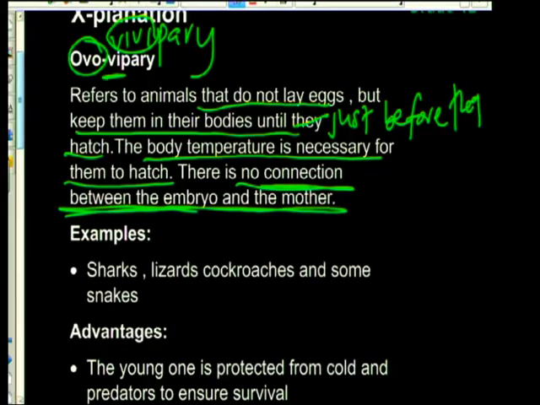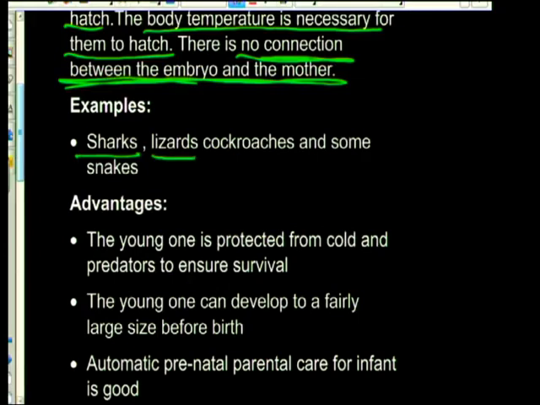So again, keeping to our theme, ovi, vivi, and ovo-vivi. Now here there is an egg. It's kept inside the body until it's ready to hatch, but there is no connection between the mother and the egg. Examples: sharks, lizards, cockroaches, and some snakes. Notice, a cockroach, by the way, is a type of insect. So not all insects are oviparous, just like not all fish are oviparous or viviparous or ovoviviparous.